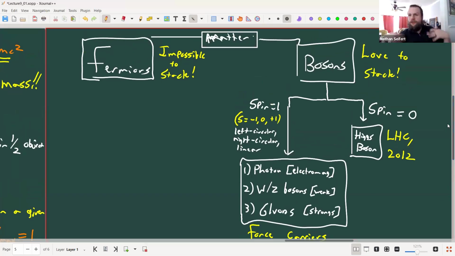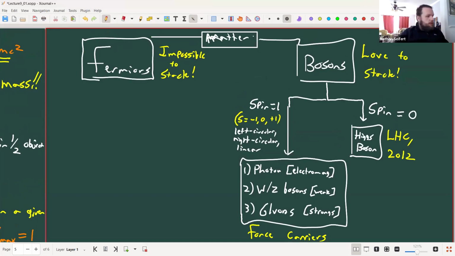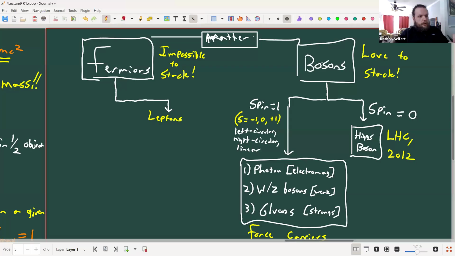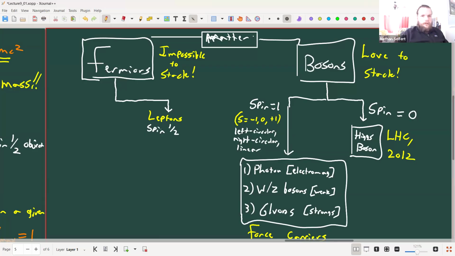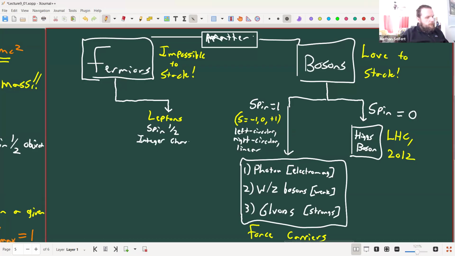The fermions are a little more interesting. Fermions are matter in some sense. There are no massless fermions. They all have mass. They don't necessarily have size, but they all have mass. We can actually split them into two categories. There are what are called the leptons. These are spin 1/2. They have integer charge, +1, -1, and so on, and no color.